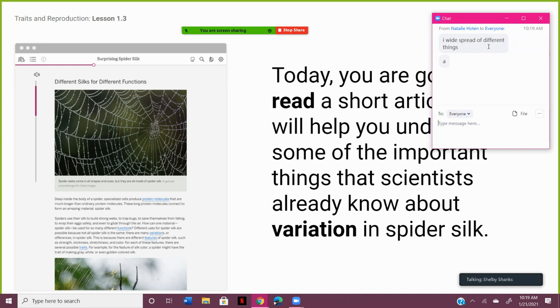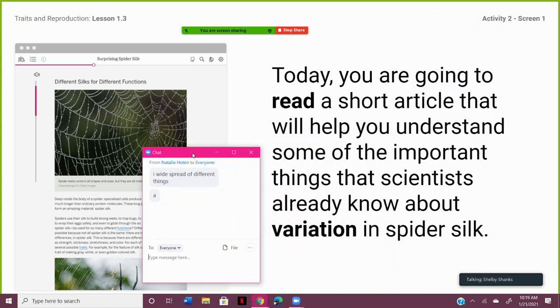Okay, Natalie said a widespread of different things. What else do we have? What is variation? Okay, Mackenzie said any difference in traits between individual organisms. Good. So we know that variation means something's different.